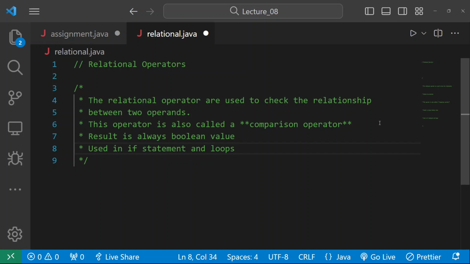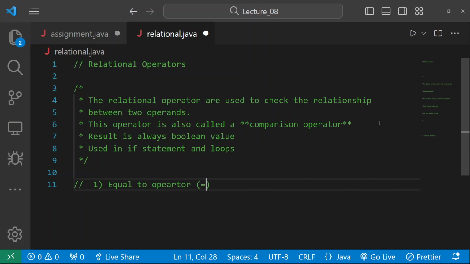In that way. So there are many types of relational operators, and we will see them one by one. The first one is very simple, you will see by the name. The first relational operator is the equal to operator. We don't write the equal to operator in this way. If you write it this way, it means you are assigning a value.